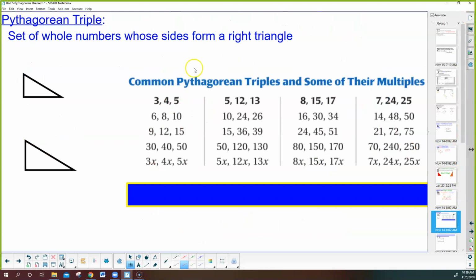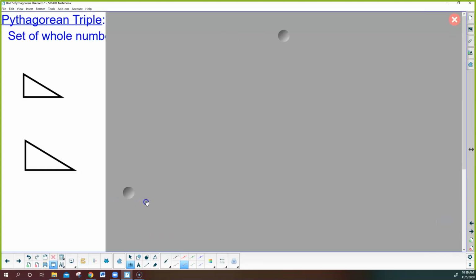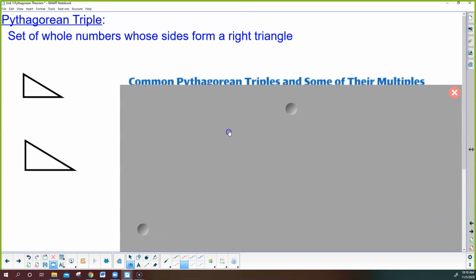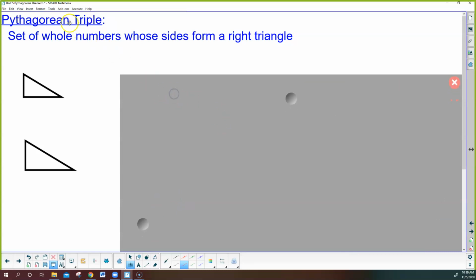Okay, I do want you to write some of this. Okay, let's look at this part right here. We have something called the Pythagorean triple. And a triple is a set of numbers that satisfy the Pythagorean theorem. So I'm going to give you the first set. The most famous set of Pythagorean numbers are 3, 4, 5.